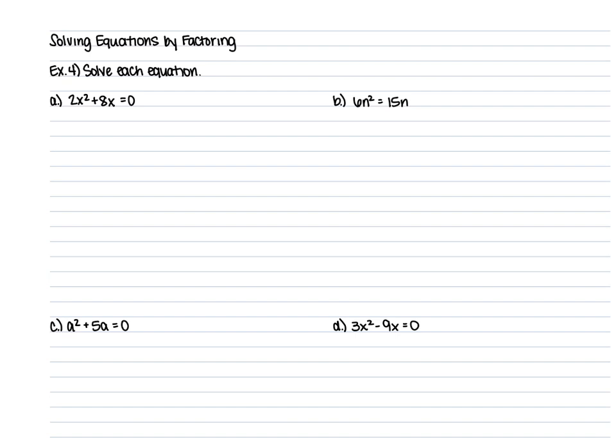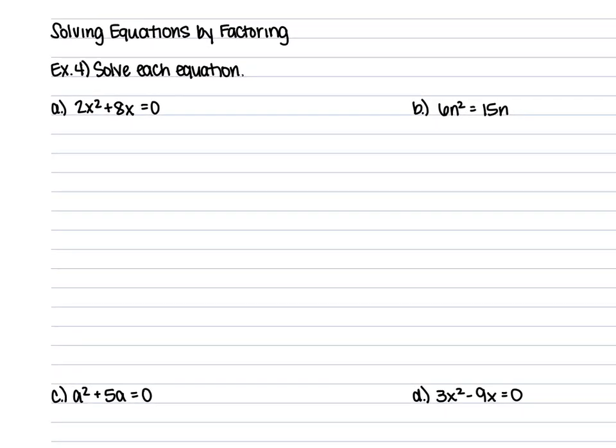So if we look at example 4a, we have 2x squared plus 8x is equal to 0. Both of these terms are divisible by a greatest common factor. That greatest common factor is 2x. They both are divisible by 2. They both have an x in them. The smallest power is 1, so that's why it's 2x.